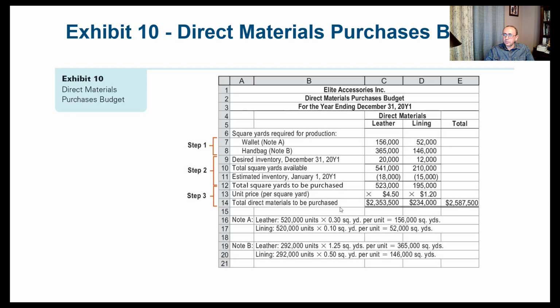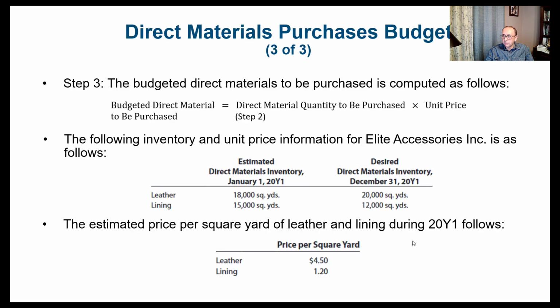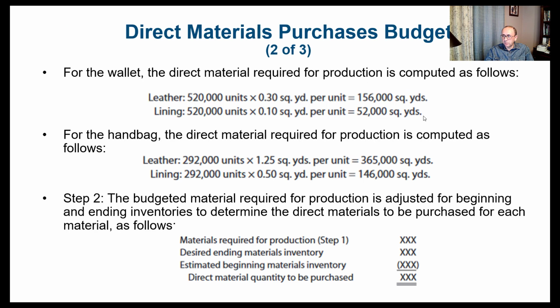So we rely on an Excel sheet. Excel sheets make our life much easier. Remember, now we're just doing the direct material purchases budget. It involves dollar values because there are unit prices that we're going to use. So we'll start with the square yards required for production for the wallets and the handbags. And here, based on leathers and linings, and here are these two notes showing the calculations, which are basically the same as what we have done here.